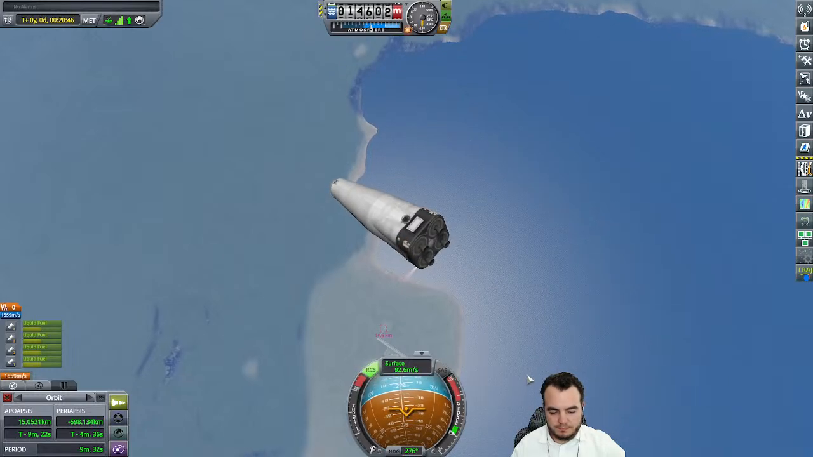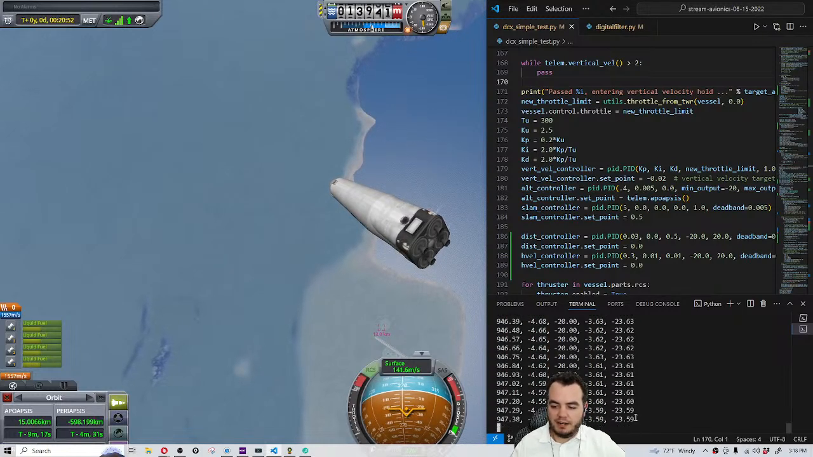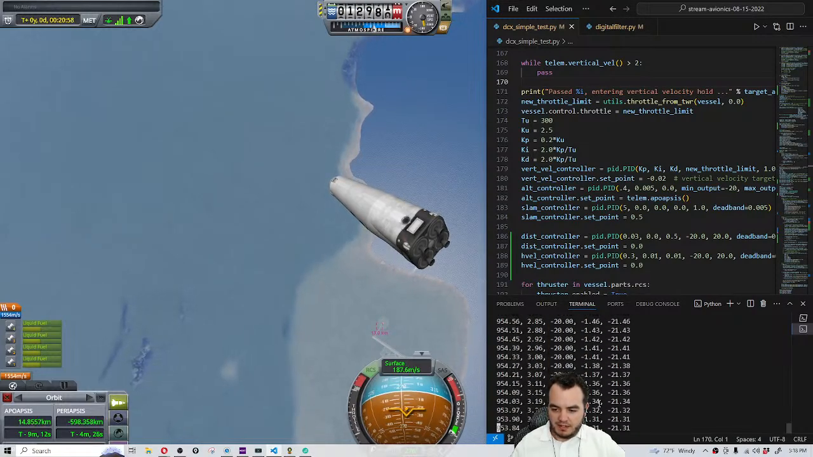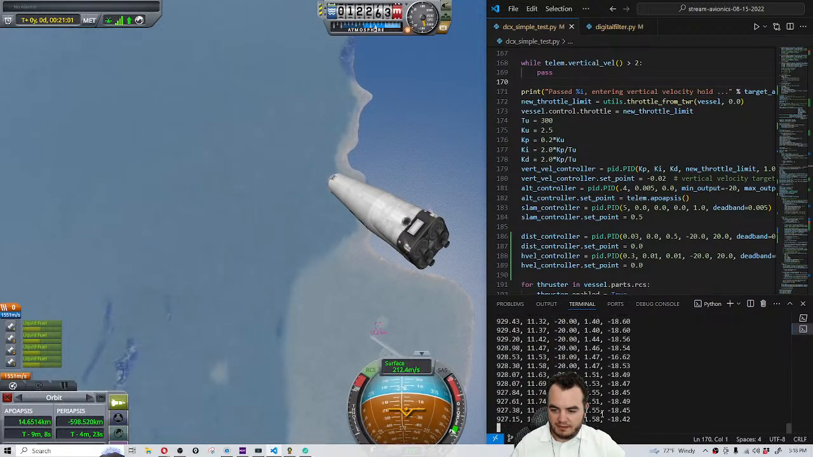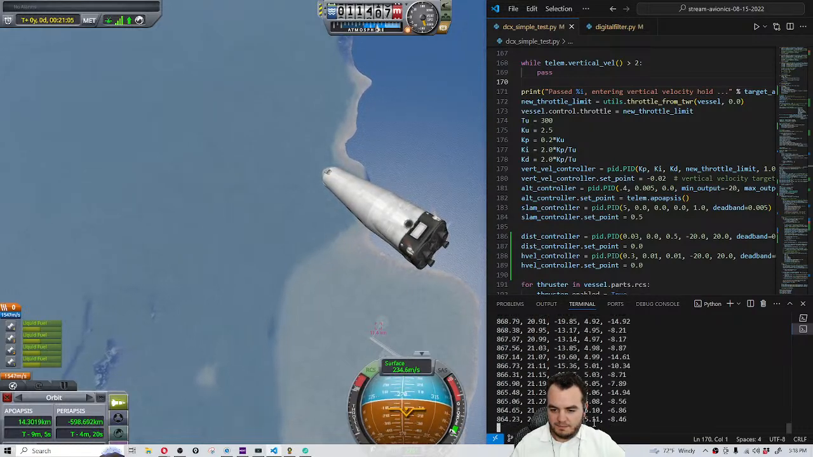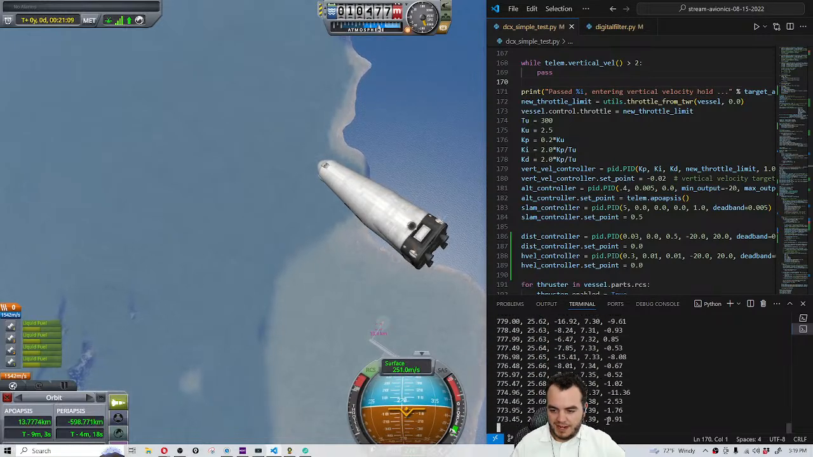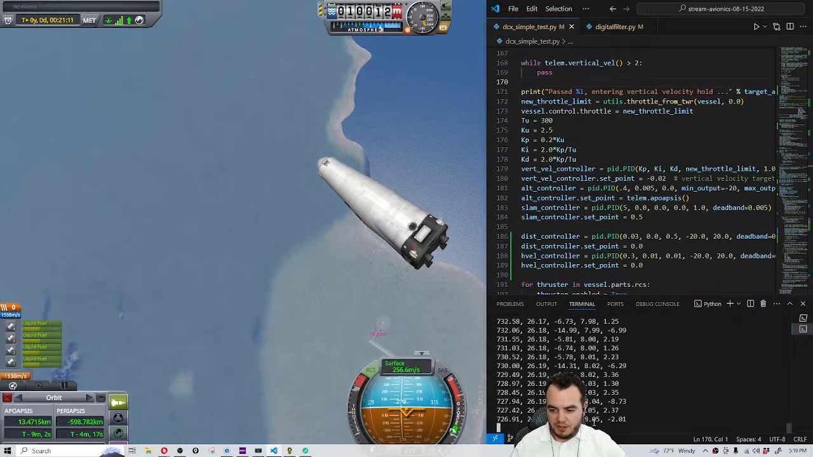There we go. Stand by. All right, so we're moving away. We are pitching down at -23. Horizontal velocity controller is trying to pitch down even more. Awesome. And now we're going positive. Moving towards the pad. Starting to pitch up. Yes. Definitely trying to pitch up now. Super good.